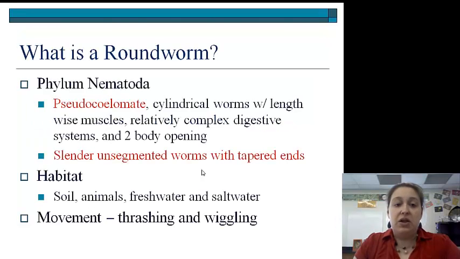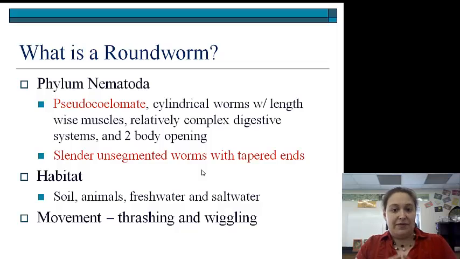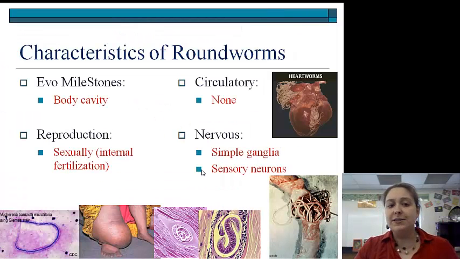Roundworms. Roundworms, or nematodes, are pseudocoelomates, false cavity. They tend to be slender, unsegmented worms that are tapered at each end. They live in soil, animals, yes, inside us animals, fresh water, and salt water. Movement is done by thrashing and wiggling their bodies. They do have a body cavity, and they have no circulatory system to speak of.